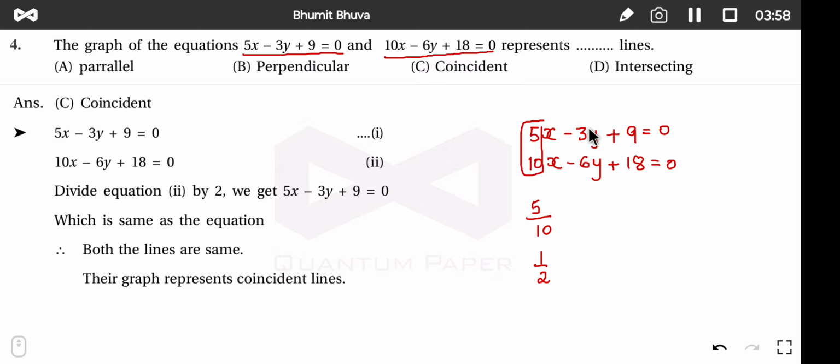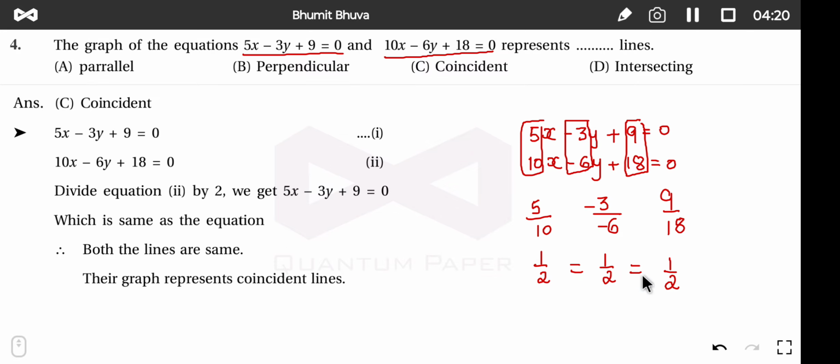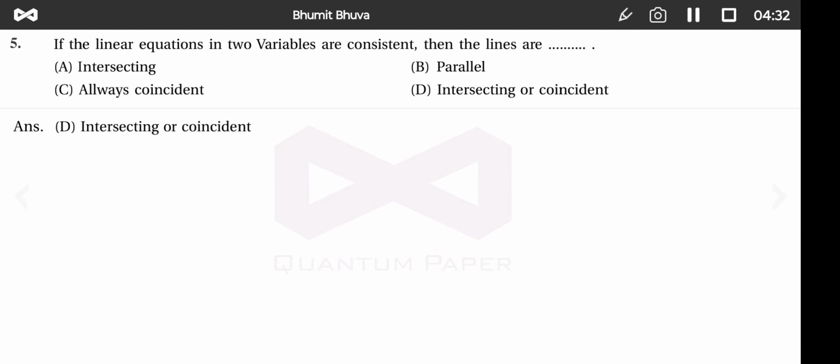Then we check the ratio of the coefficient of y. So that is minus 3 by minus 6. So minus minus will get cancelled. 3 twos are 6. So again 1 by 2. And then c1 upon c2, that is 9 upon 18. 9 twos are 18. So 1 by 2. So we can see here all the ratios are equal. In which condition are all the ratios equal? Infinite solution. And infinite solution means which lines? Coincident lines. Okay. Look at the next question.